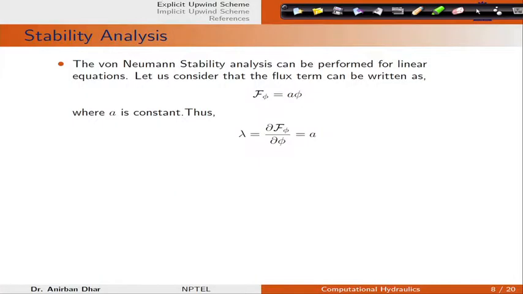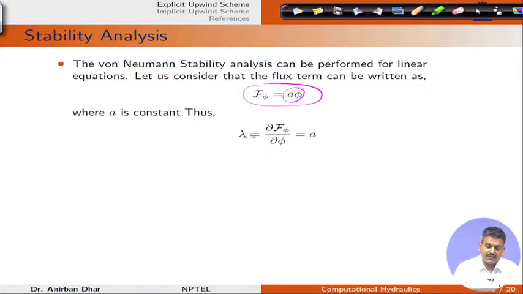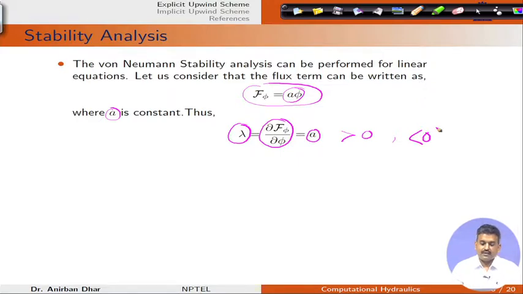linear equations. Let us consider that the flux term can be written in terms of A phi, where F phi equals A phi and A is some constant value. So, lambda is del f by del phi, which is A. Depending on the sign of this A, whether it is positive or negative, we can change the space discretization.